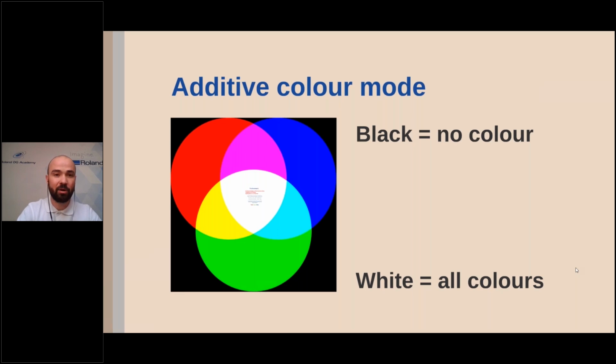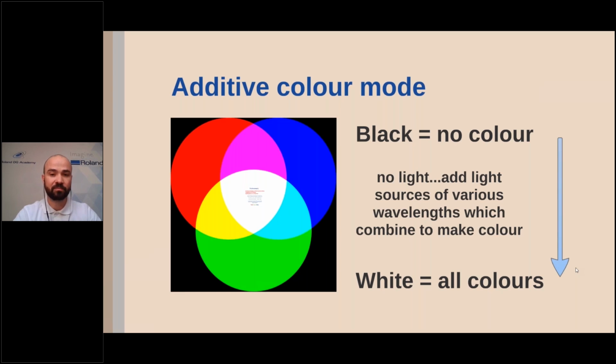But when we're talking about RGB, we're talking about light sources. So when you have no light, you have black. So if you turn off all of the lights, you have black. And if you turn on all of the lights, then you have white. So you add light sources of various wavelengths which combine to make different colors. If anybody's ever seen an RGB LED color module, they have red, green, and blue lights. And if you turn off all the lights, it goes black. If you turn on all of the lights in an RGB color module, it will go white. So all of the colors combined create white. So when we're talking about RGB, we're talking about using light.